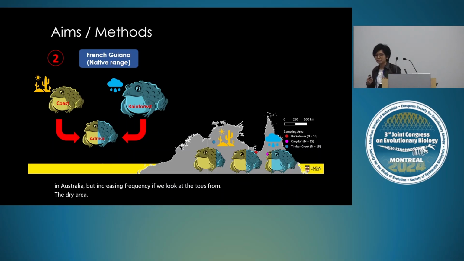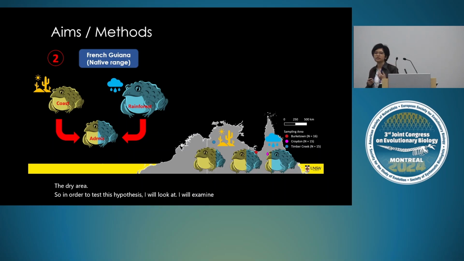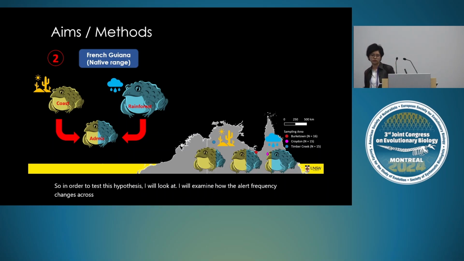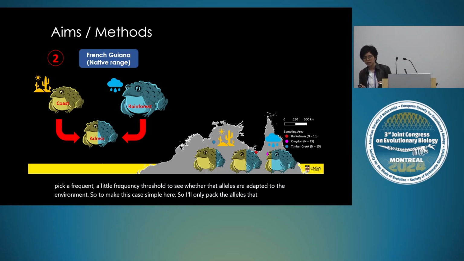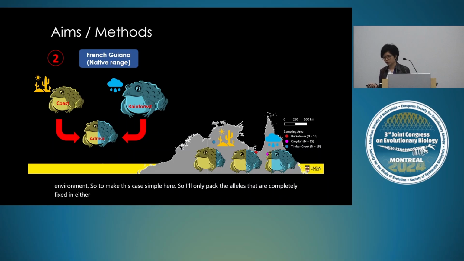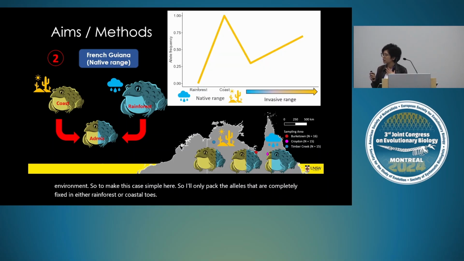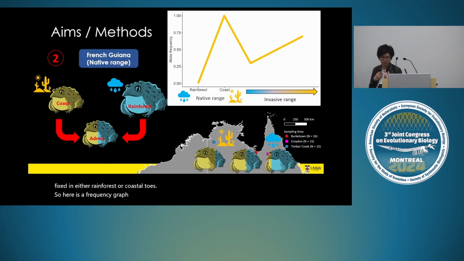So in order to test this hypothesis, I will examine how the allele frequency changes across the invasion trajectory. But some of you may know that it's a little bit tricky to pick an allele frequency threshold to see whether the alleles are adapted to the environment. So to keep this simple, I'll only pick the alleles that are completely fixed in either rainforest or coastal toads.